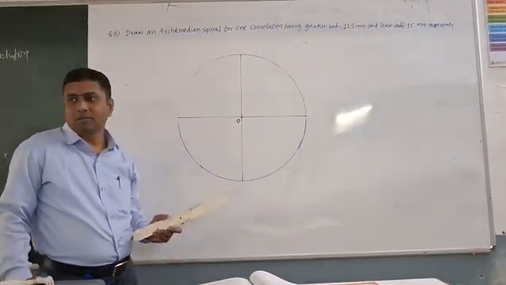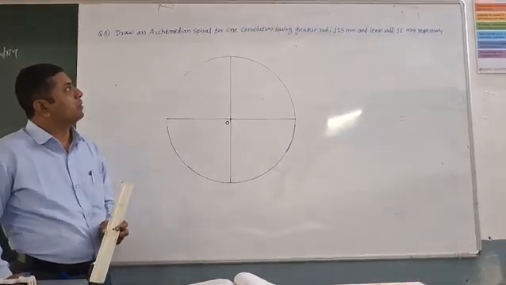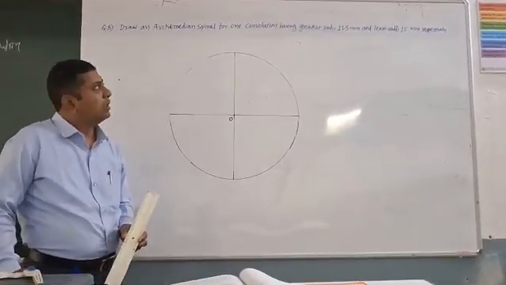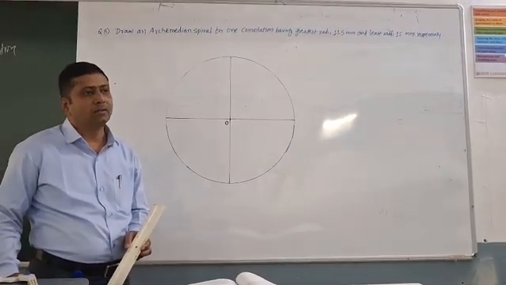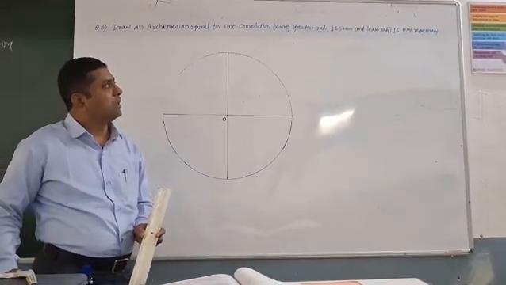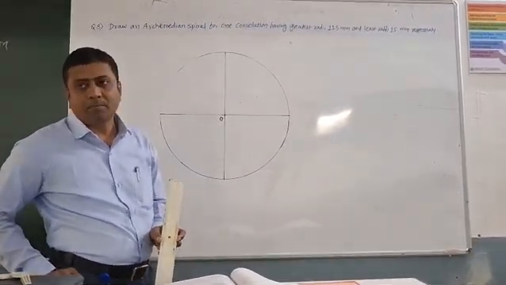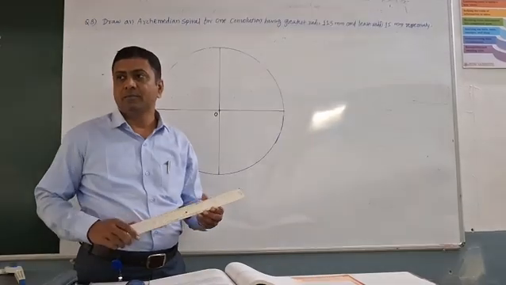Okay, now today's question. Draw an Archimedean spiral of one convolution having greatest radius 115 mm and least radius 15 mm respectively. So we have to draw an Archimedean spiral.